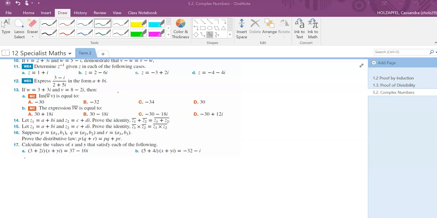Okay, so question, where'd my pen go? There it is. So question 11a. And again, these have worked examples, so you can jump in and have a look at the textbook if you like. So z to the power of negative 1 is the same as saying 1 over z. So we could rewrite this as 1 over 1 plus i.